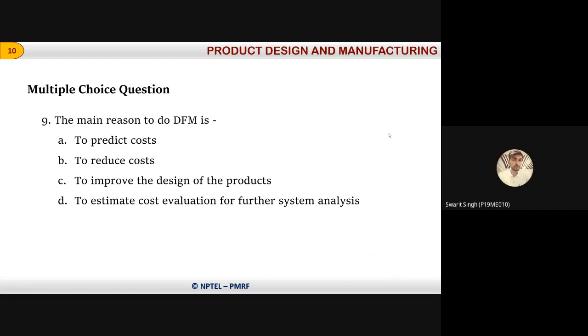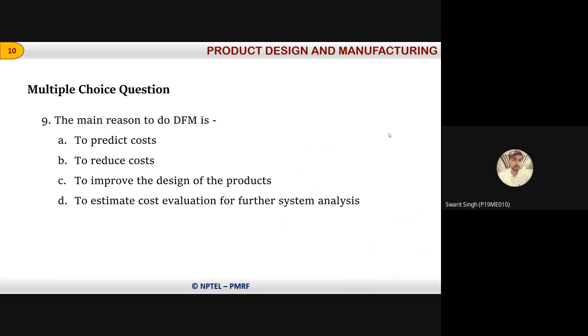No, no. So, design for manufacturing is basically done for what? Is it done to reduce the cost, to predict the cost, or to estimate the cost evaluation? So, we're talking about design for manufacturing, right?